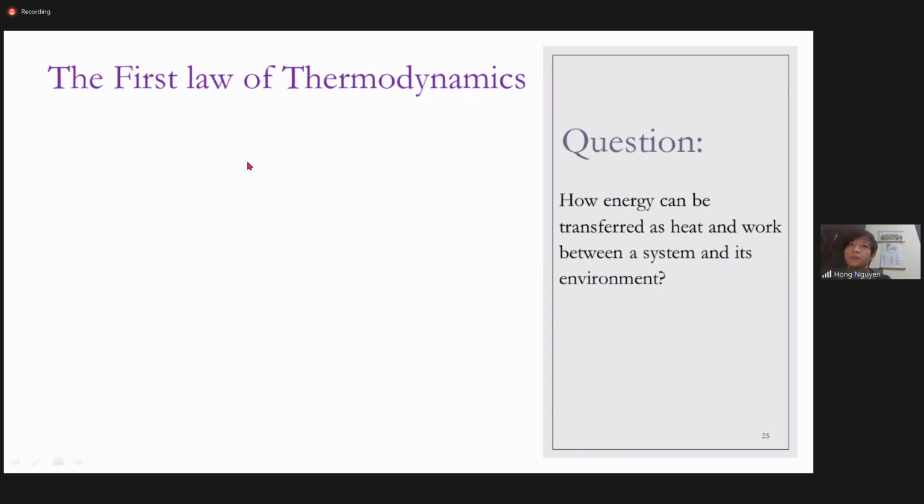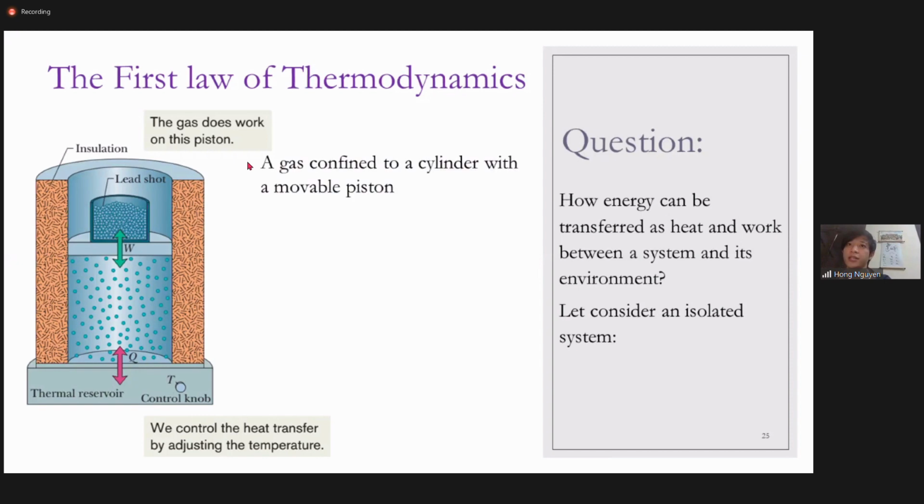Now let us consider a system. Here, please see the figure. We have a system which is a gas confined to a cylinder. We have the gas here, and we have a movable piston here.